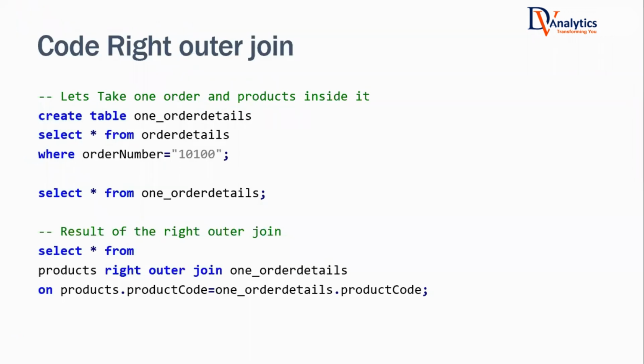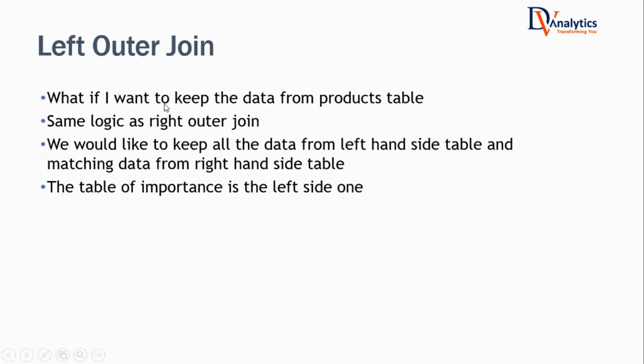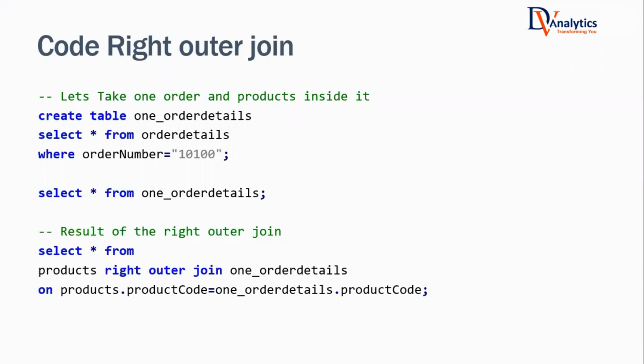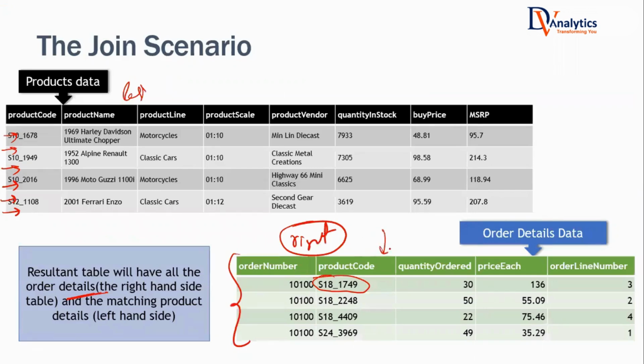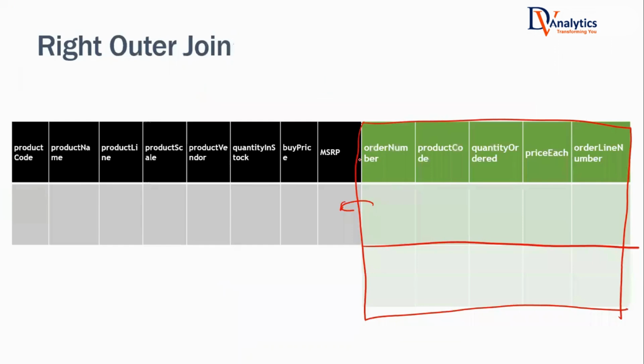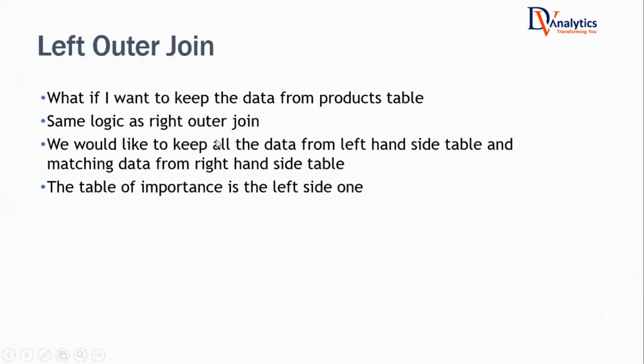That is, what if I want to keep the data from the products table? Earlier, I wanted to keep everything from the orders table. What if I want to keep everything from the products table and I want to see which product has been sold in which order? I want to focus on the products table. It is not necessary that every product must be ordered. So if there is any data from the orders table, I want to attach it. The left hand side table is what I want to focus on.